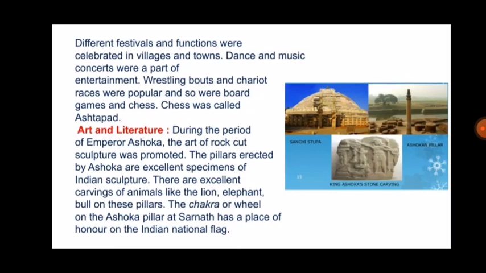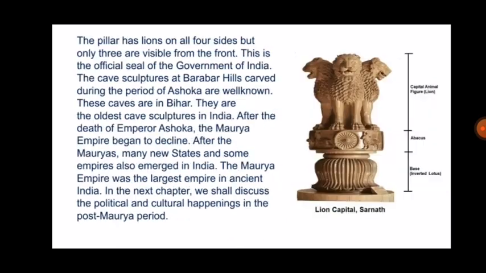The pillar has lions on all four sides. As you can see in the slide, the pillar has lions on all four sides, but only three are visible from the front. This is the official seal of the government of India. The cave sculptures at Barabar Hills carved during the period of Ashoka are well known. These caves are in Bihar. They are the oldest sculptures in India.